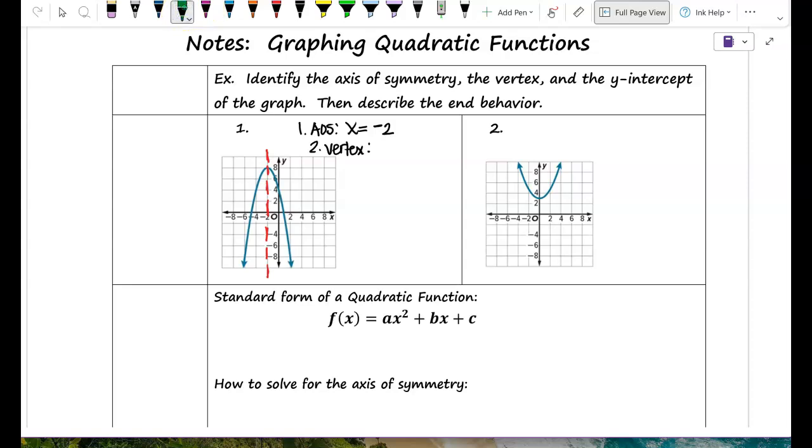So we have our vertex up here. I'm drawing this point in green. What would be the ordered pair that would represent that point?